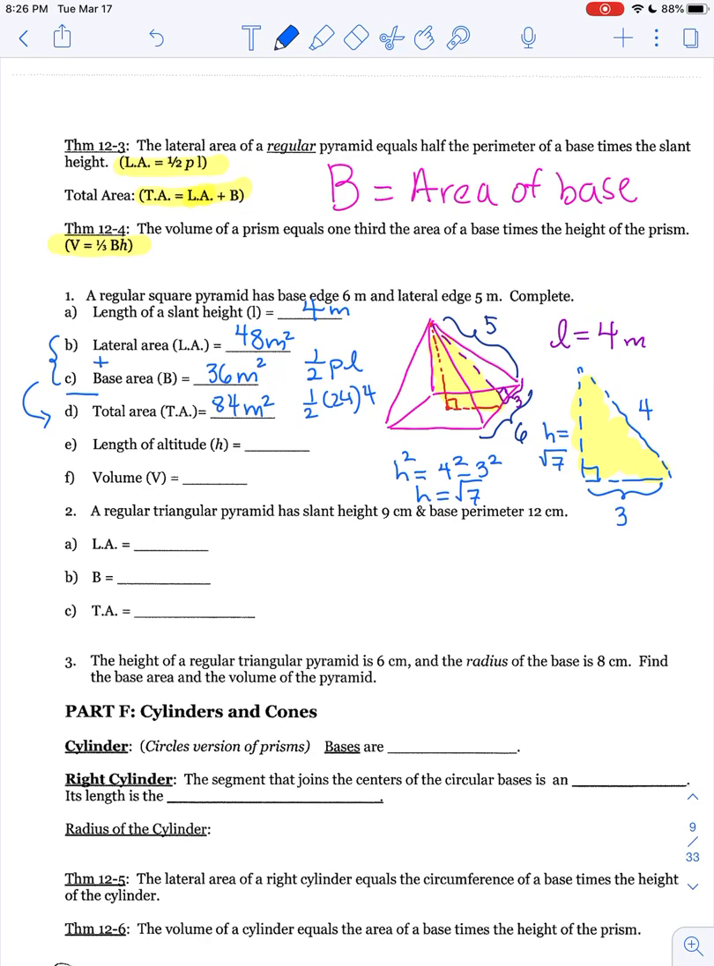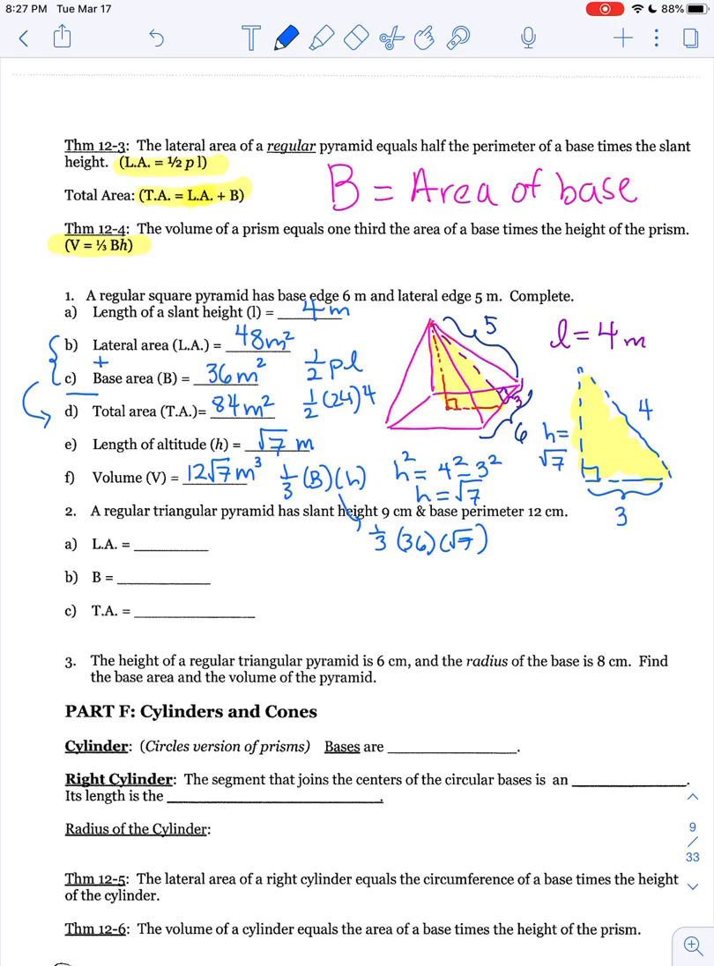The length of the altitude, or the height, we calculated was radical 7, and the volume is 1/3 times the area of the base times the height. If I plug everything in, that would be 1/3 times the area of the base, which is 36, times radical 7. So 1/3 of 36 is 12, so 12 radical 7. We want to remember that our units of measure are cubed. Anything that is area is squared, and anything that is not is just meters.